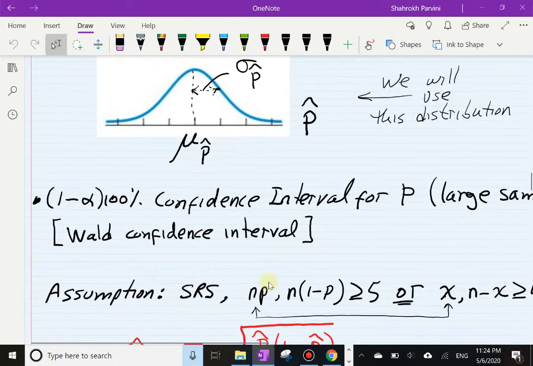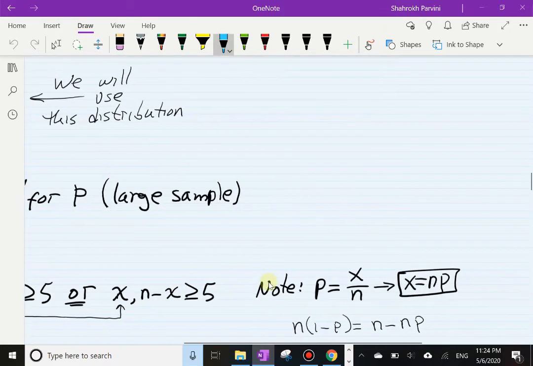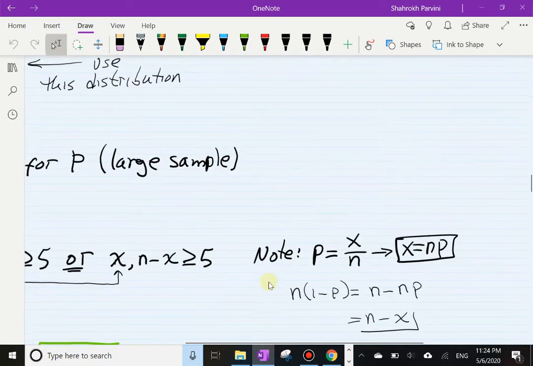And our assumption, again, we have simple random sample. Now this product of np, by the way, if you look at here, this is what I have. Remember, p is p hat. This is p hat, right? p hat is x over little n. So this is going to be n p hat, right?